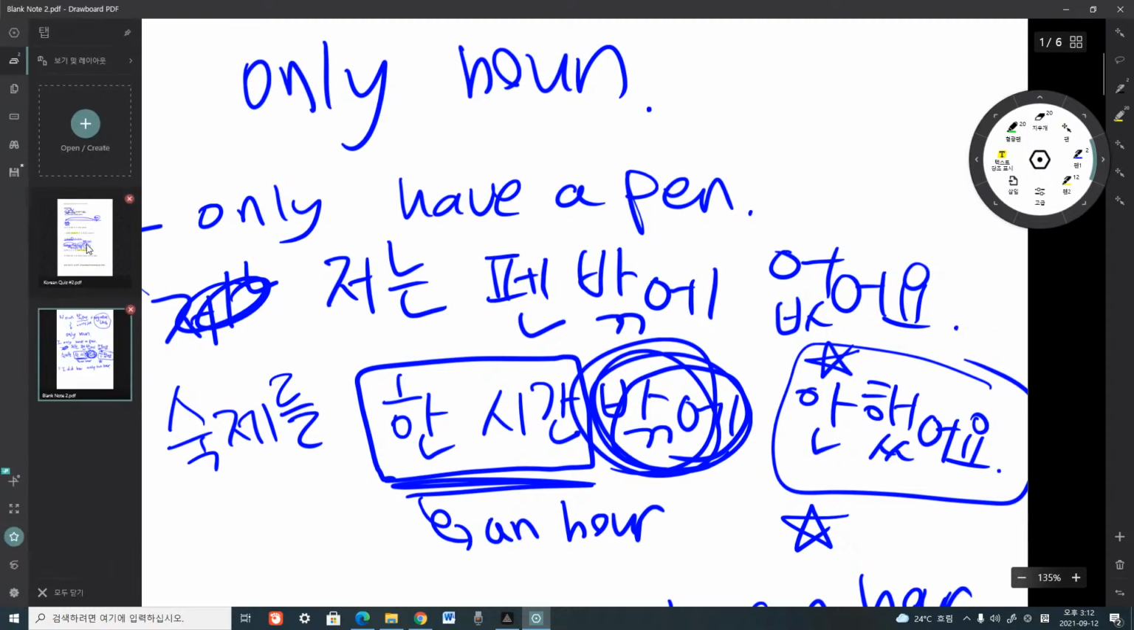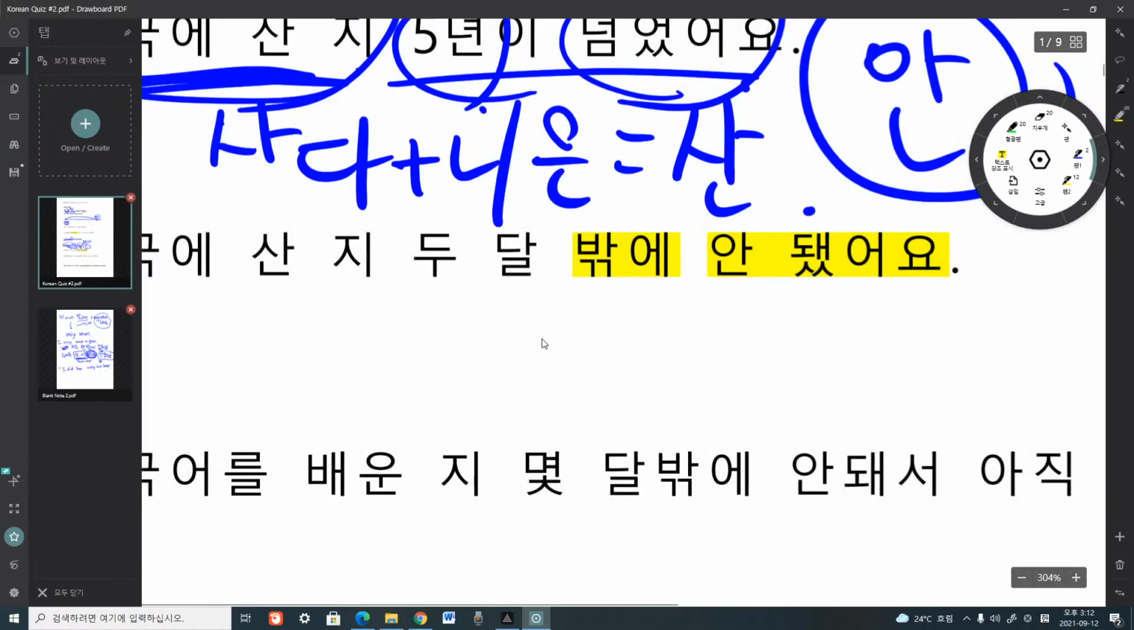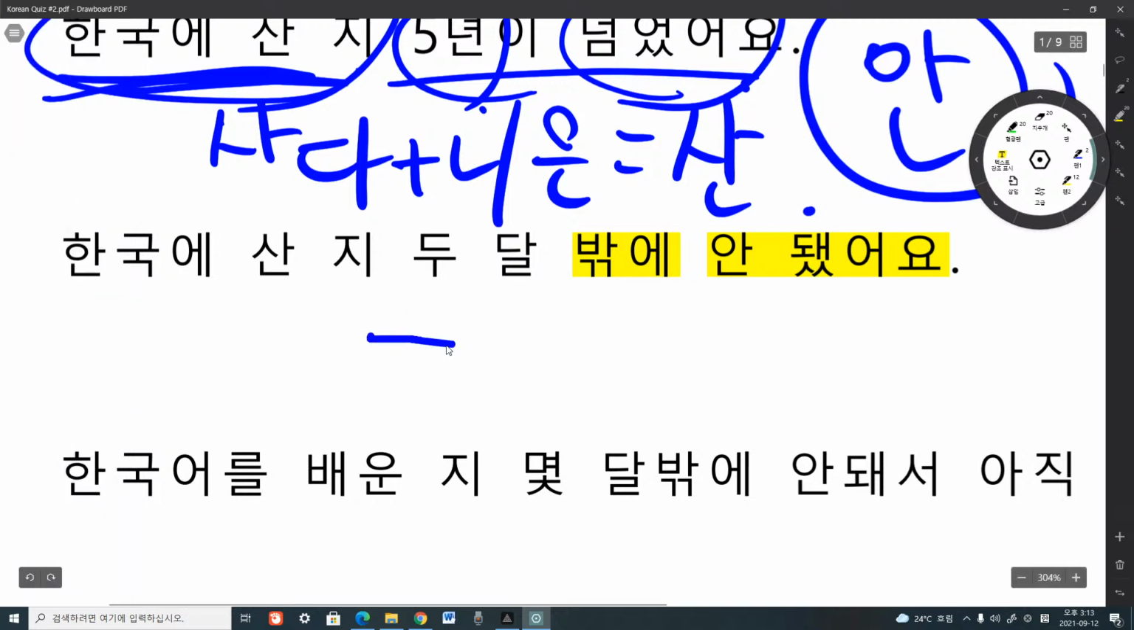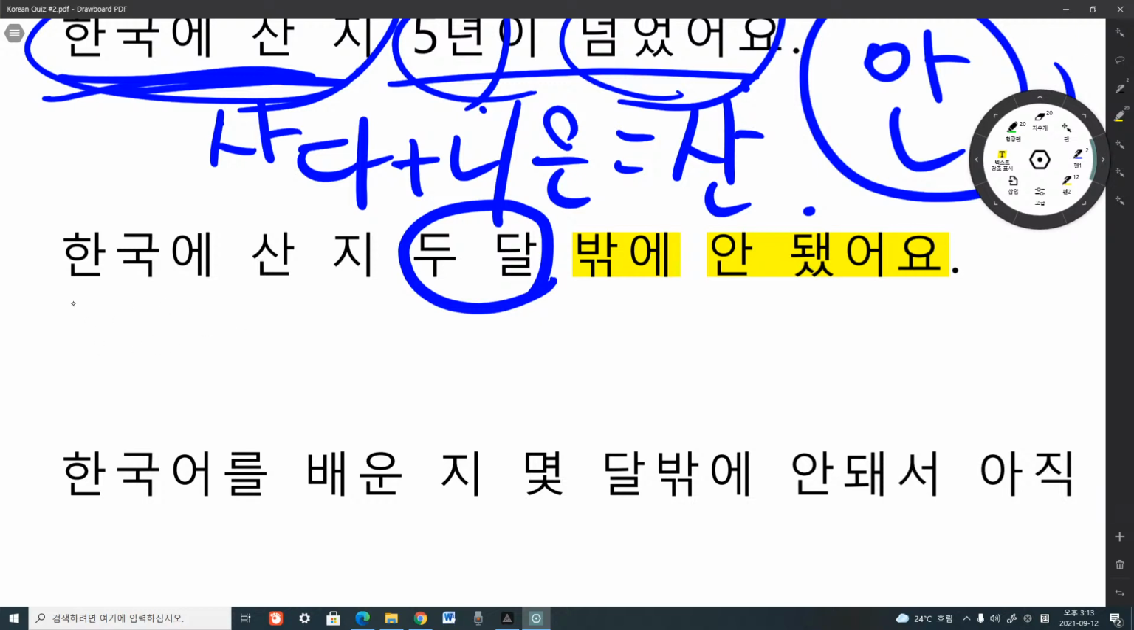이런 식으로 쉬어요, 여러분. 밖에, noun, 밖에, negative verb. It doesn't mean you didn't do it. It's just used to emphasize it's only that noun, or it's only been that time. So I think because we learned that, you can guess what this sentence would mean. 한국에 산지 2달밖에 안 됐어요. 두 달밖에 안 됐어요. 한국에 산지 2달밖에 안 됐어요.